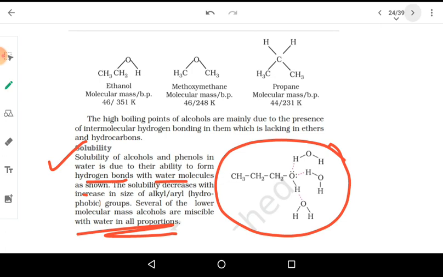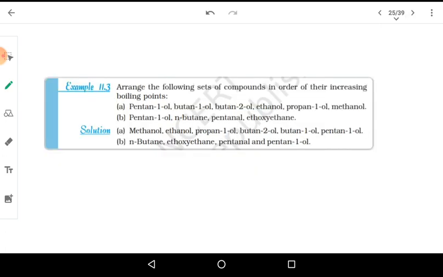This is important. Let us now discuss a question related to this. Arrange the following set of compounds in the order of their increasing boiling points: pentan-1-ol, butan-1-ol, butan-2-ol, ethanol, propanol, methanol. First, check the number of carbon. We have a 5 carbon, 4 carbon here, 4 carbon here, 2 carbon here, 3 carbon here, and 1 carbon here. So the least is for methanol, then comes ethanol, then comes propanol.